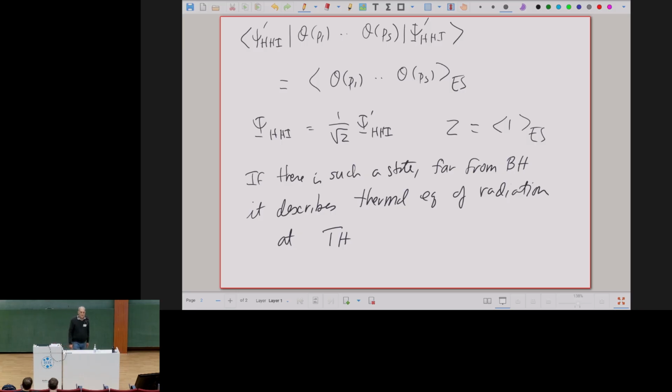Why do I say that? I say that because the Euclidean Schwarzschild solution far away from the black hole is just R3 times a circle, where the circle has a circumference which is beta Hawking, the inverse of the Hawking temperature. And presumably from our study of quantum statistical mechanics, we're familiar with the fact that correlations on R3 times a circle are thermal correlation functions at the inverse temperature given by the circumference. So far from the black hole, it describes thermal equilibrium of radiation, but since it's a time-independent state, somehow that radiation is in equilibrium with the black hole.